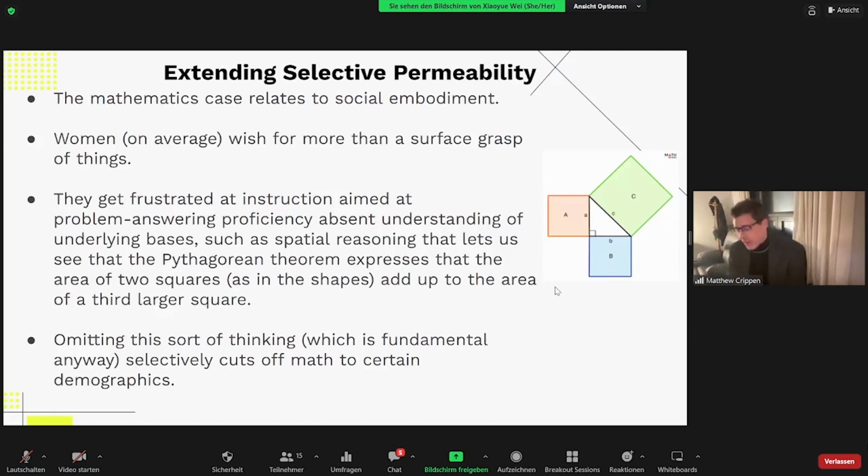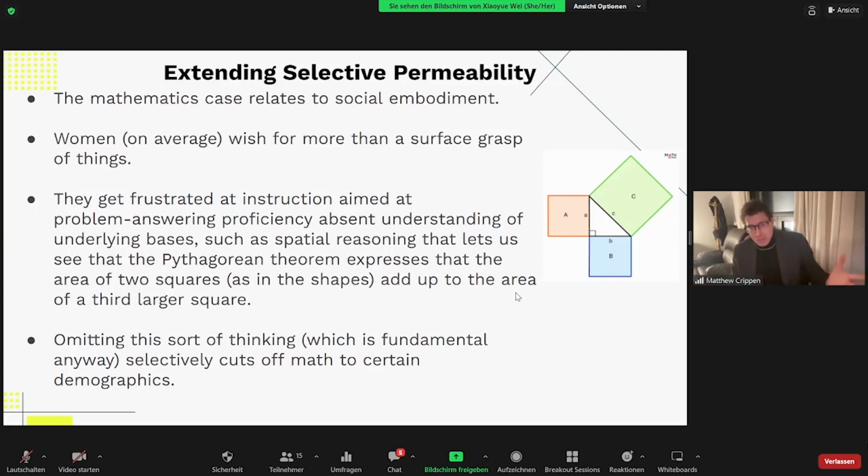It turns out that women sometimes just have different styles of learning. This could be through socialization or biology. We don't really have to adjudicate this here, but according to some of these studies, women want to have deeper understandings of things. The stereotype would be that women want to understand people, fine, but women also want to have a deeper understanding of the bases of mathematics, which is actually a good thing if you want to be a good mathematician.